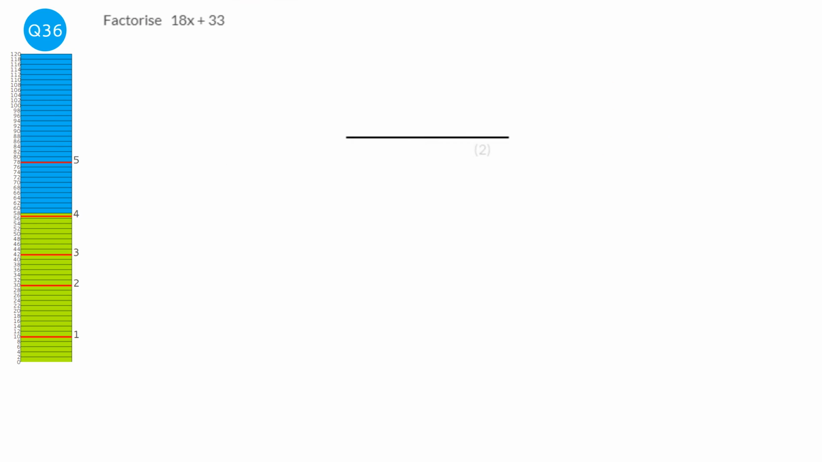Factorising is the opposite of expanding, so instead of multiplying something out of a bracket, we're putting it in a bracket. I'm going to start just by putting the bracket down. And we're going to ask ourselves, what number can we divide out of 18 and 33? We need the biggest number we can divide out of both of them, so we're essentially looking for its highest common factor. So 18 and 33, that would be 3.